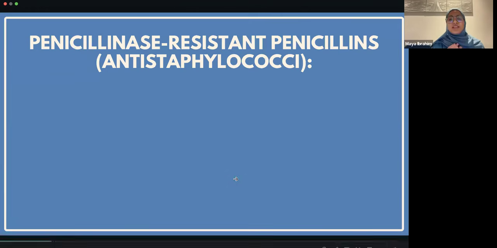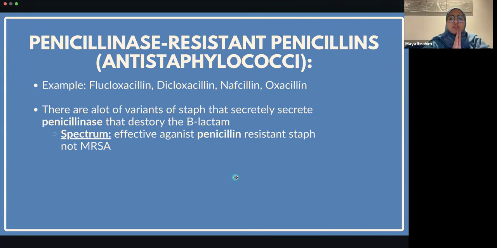Now, for penicillinase resistant penicillin, their examples are flucloxacillin, dicloxacillin, nafcillin, and oxacillin. Now, there are a lot of variants of staph that secretly release this enzyme, penicillinase, that breaks down penicillin. Because of this, we need antibiotics that are resistant to it, because what if a person has this infection? We can't just leave them to die. So the spectrum is effective against penicillin-resistant staph, not MRSA.